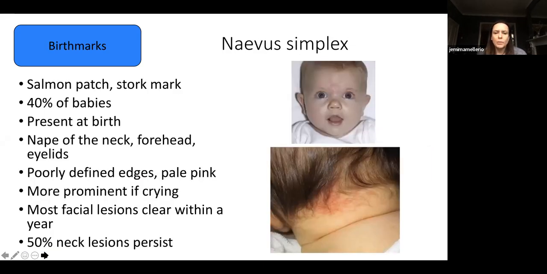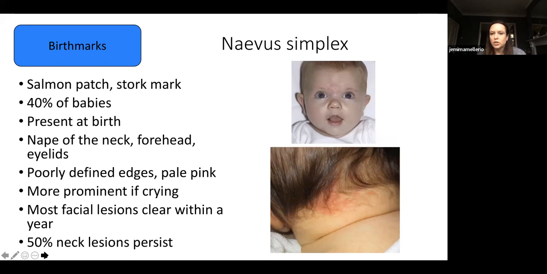Now, this is a very common condition. This is called nevus simplex, or sometimes called a salmon patch or a stork mark. And these are very common in babies, often over the back of the neck, as you can see here. Sometimes you get it over the glabella and on the upper eyelids. It's poorly defined, pale pink. If the baby's crying or if they're having a bath and the skin warms up, they become more noticeable.